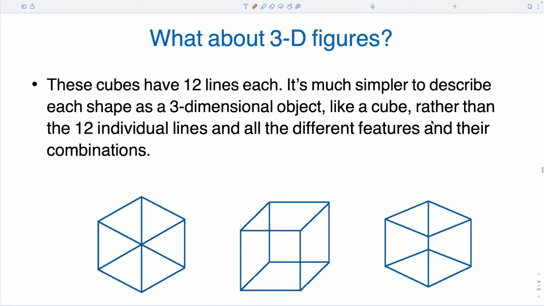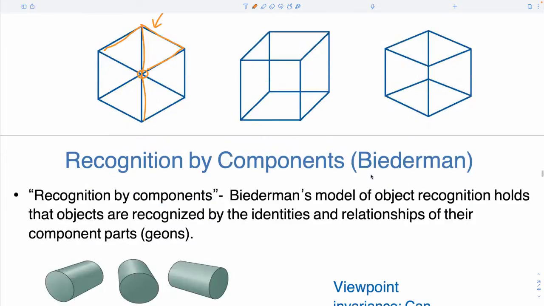So what about three-dimensional figures? Here are three different pictures of cubes. They are just line drawings. It's much simpler to describe each shape as a three-dimensional object, a cube, rather than focus on the individual lines and all of the different features and their combinations. So, you know, this has this orientation of line, this orientation, this one here. Does it continue or does it stop at this point? There's all these different details that we have to take into account if we're focusing on just the features.